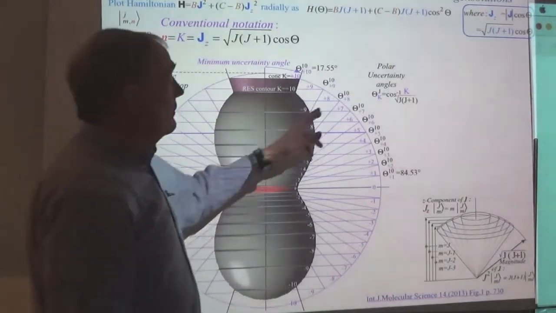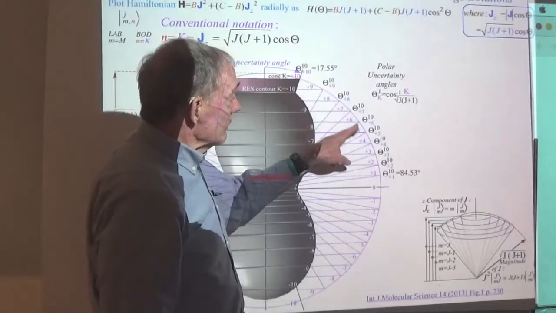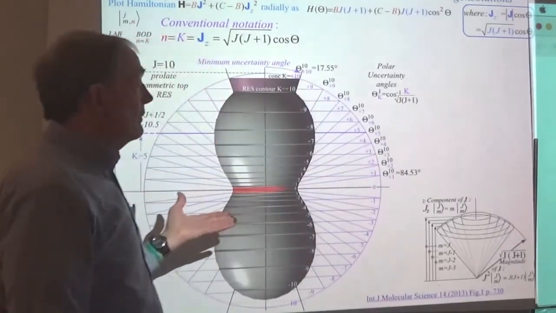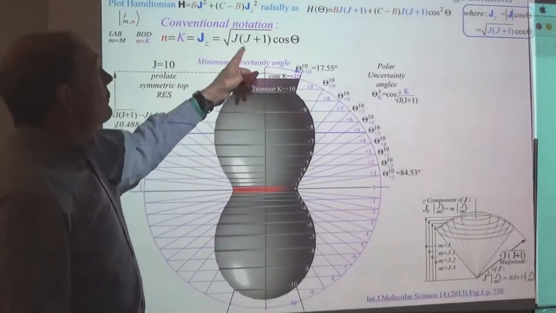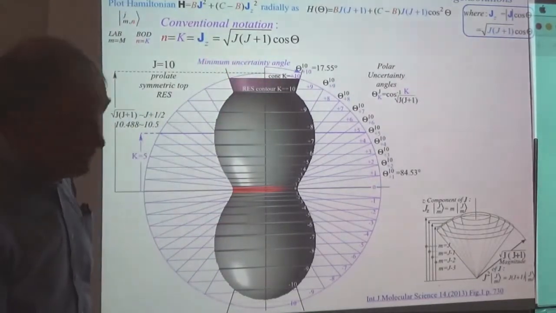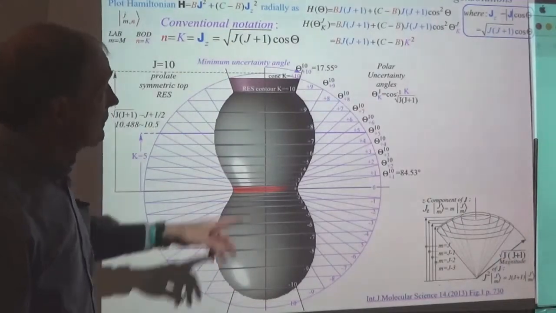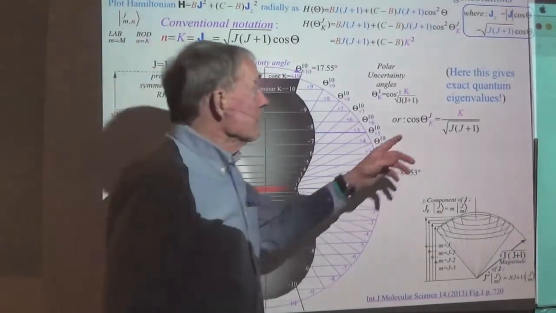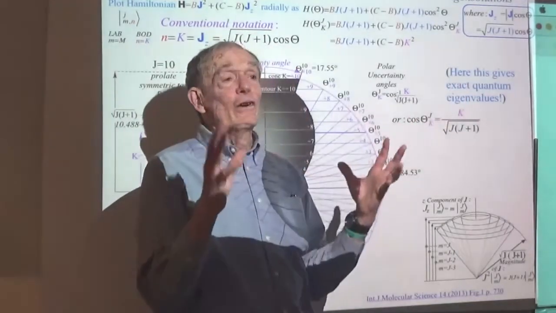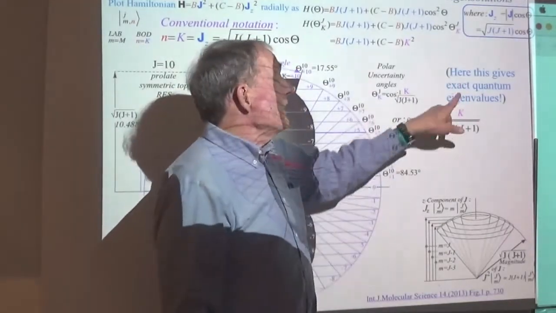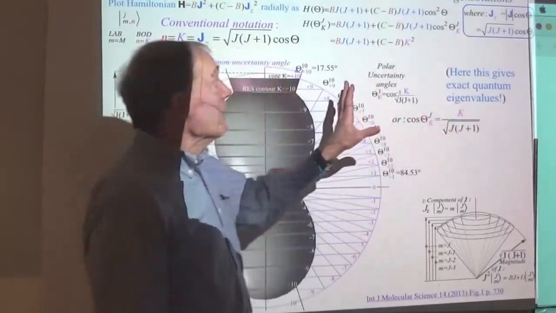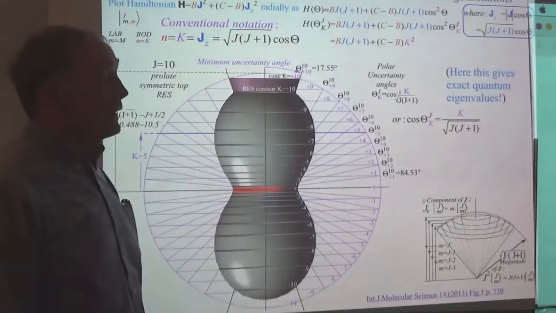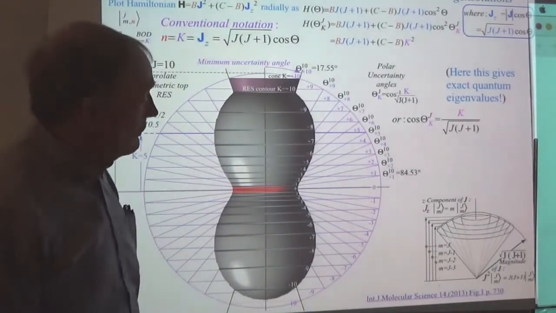And then these uncertainty angles that we talked about are exactly the angles of these cones. So you substitute that uncertainty angle into this, and this is what's so really surprising, you get the correct value. This uncertainty theory gives exact quantum eigenvalues for a symmetric rotor. And we'll end the lecture with that, but I'll just show you what's coming.